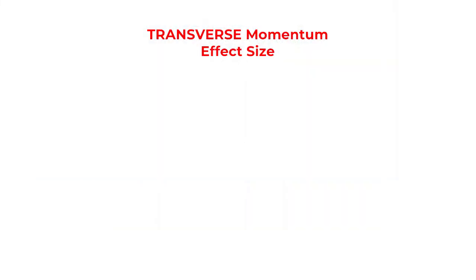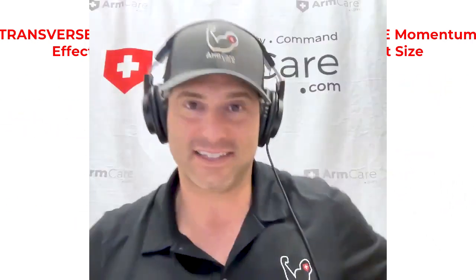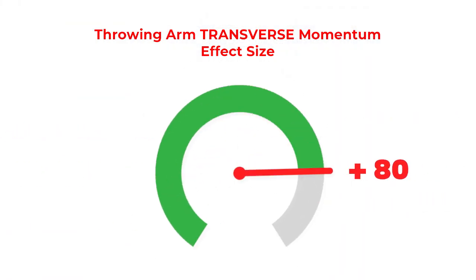Now, when I looked at the transverse momentum, the effects were also pretty moderate. So I had a 0.6. So it's a 60. There is a moderate effect. Something did happen there. Your stride length does affect your rotational momentum. But this is the cool part. When you look at the throwing arm momentum in the transverse plane, that's the plane where we're doing horizontal adduction, the arm's coming forward and rotating forward towards home plate. When we took a look at that, the effect size for the throwing arm was 1.36. So we're a plus 80 on that too. That's huge. So we're a plus 80 on the linear momentum. We're a plus 80 on the throwing arm momentum.